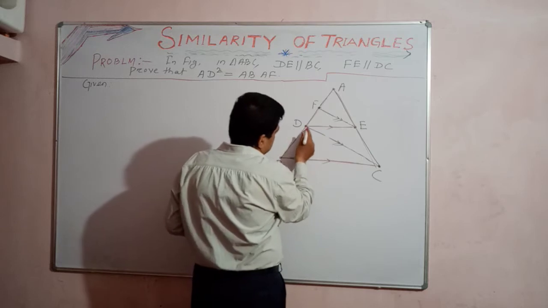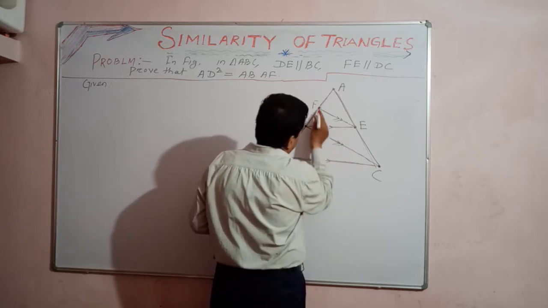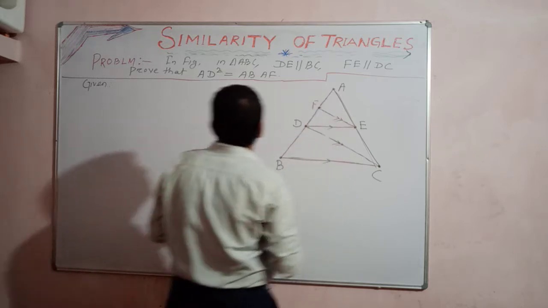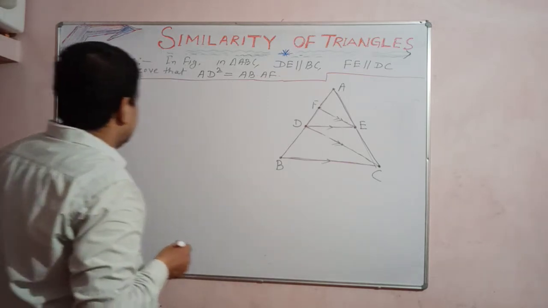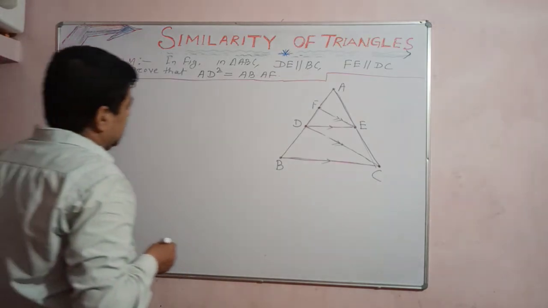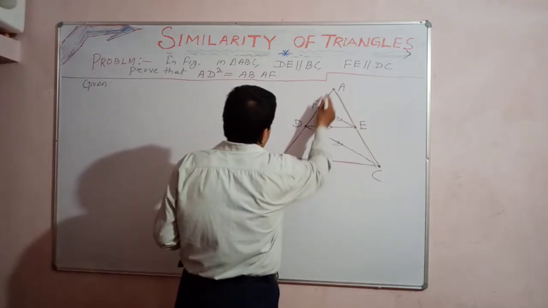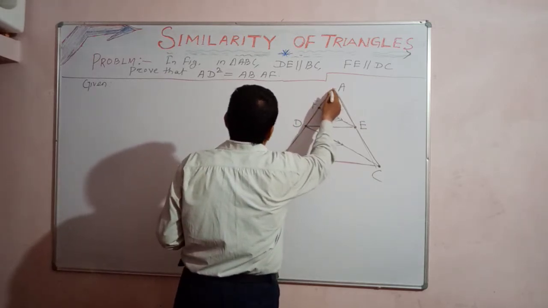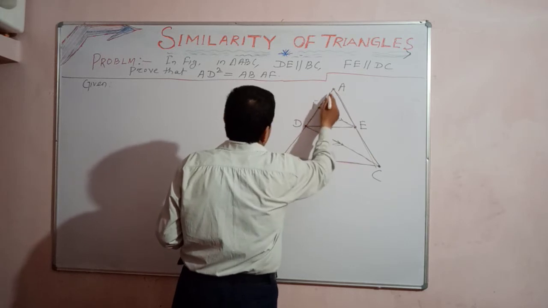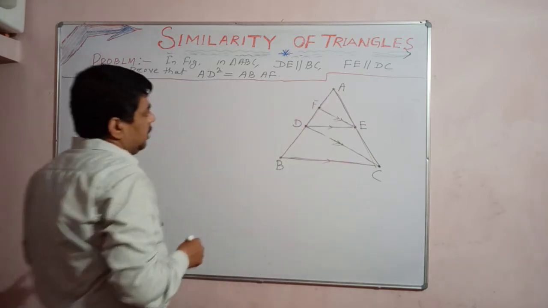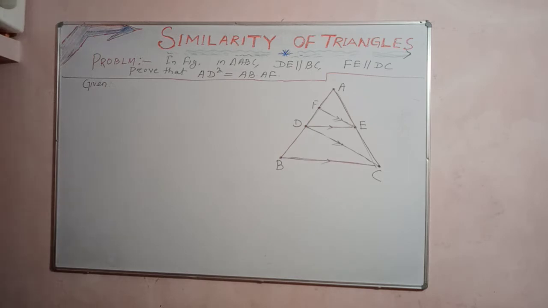Again, DC is joined and DC is parallel to AP. This is given. And you have to prove that AD square is equal to AB into AF. Understand?